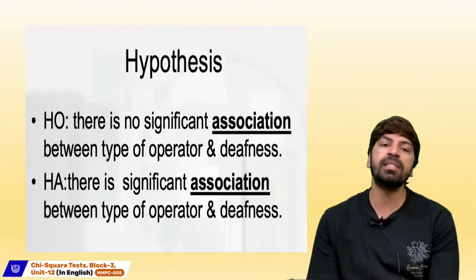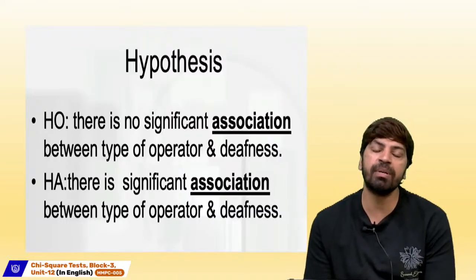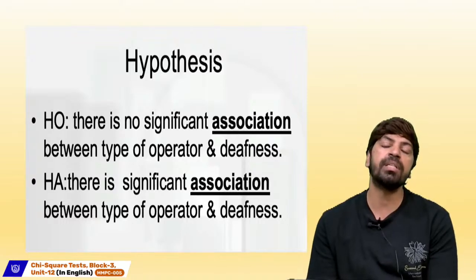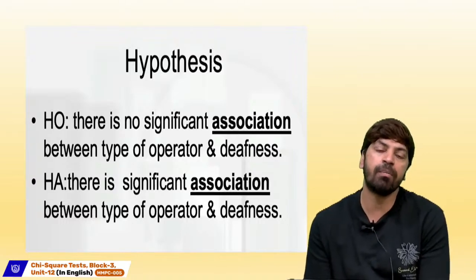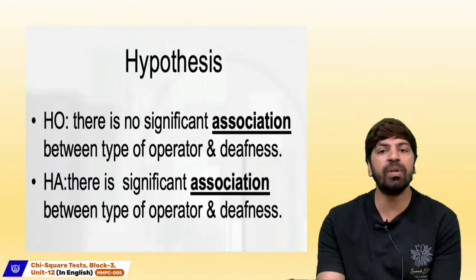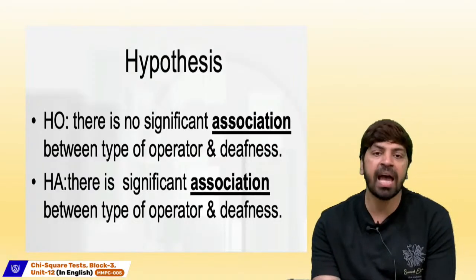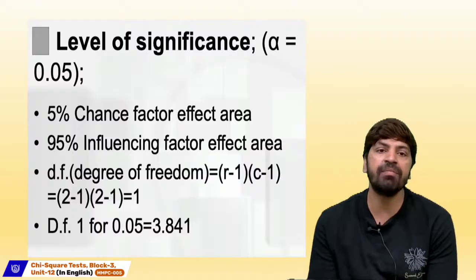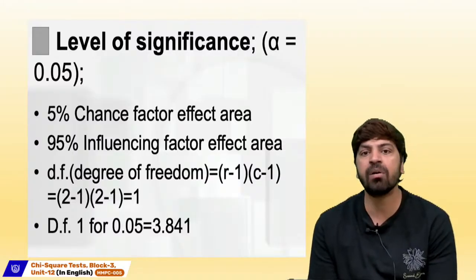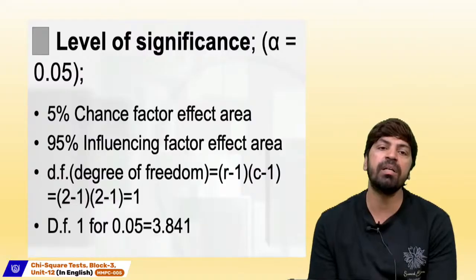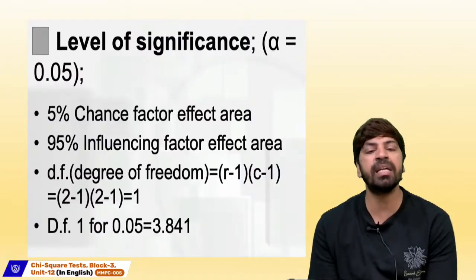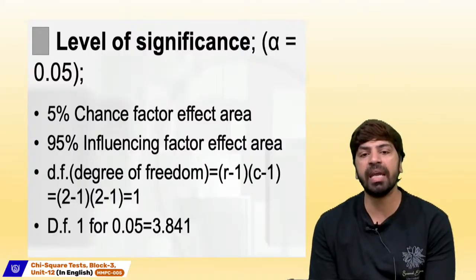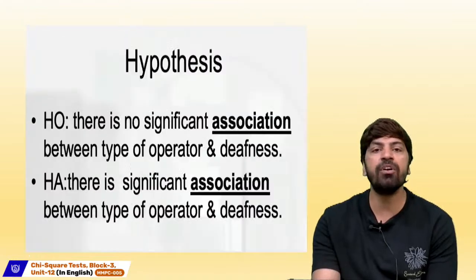The null hypothesis says there is no significant association between the type of operator and defectiveness, while the alternate hypothesis says that there is a significant association between the type of operator and defectiveness. So we need to calculate the degree of freedom; the level of significance is already given. Level of significance 0.05, degree of freedom is (r minus 1) into (c minus 1), 2 minus 1 into 2 minus 1, that is 1, and the tabulated value for 1 degree of freedom at that level of significance is 3.841.